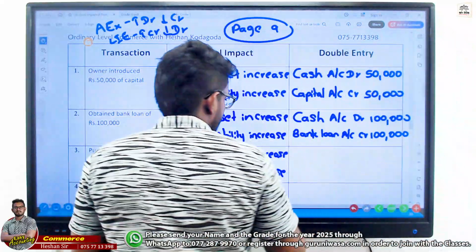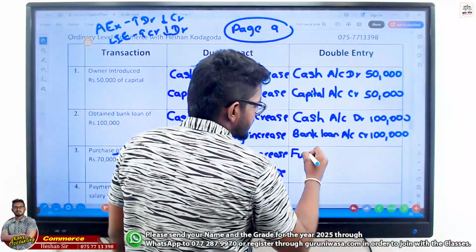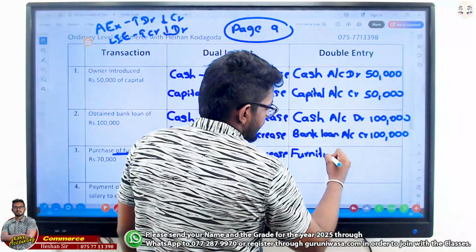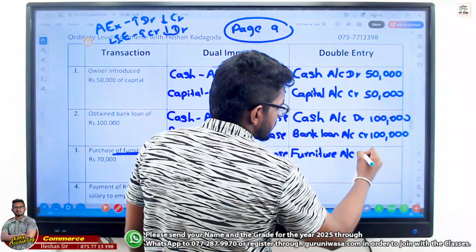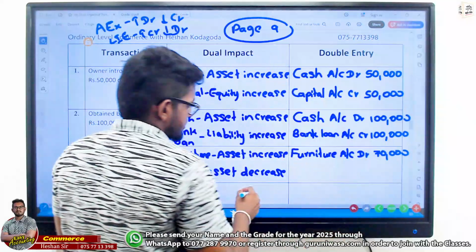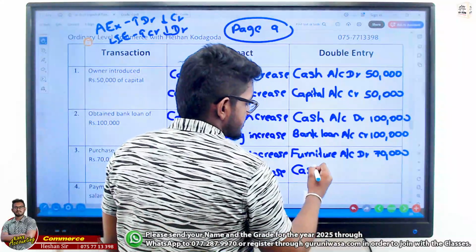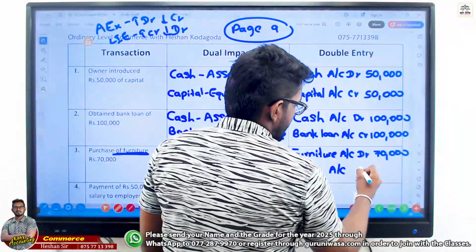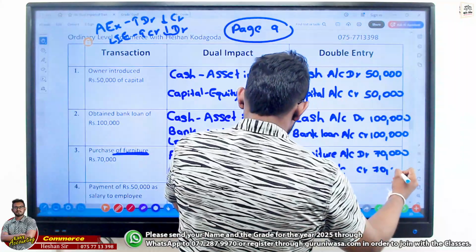So furniture account debit. We debit the furniture. Furniture account debit rupees 70,000. Cash asset decrease. When an asset decreases, it's credit. Cash account credit rupees 70,000.